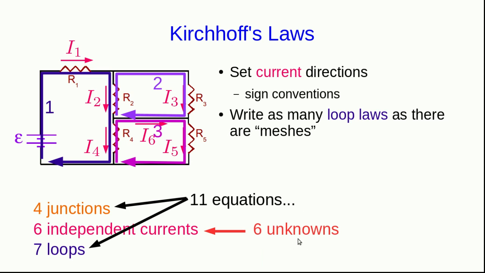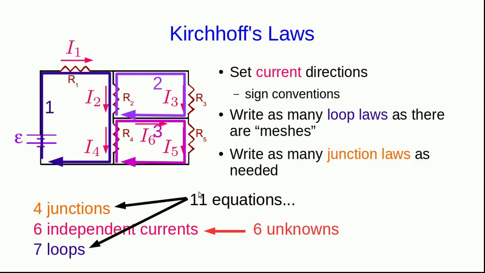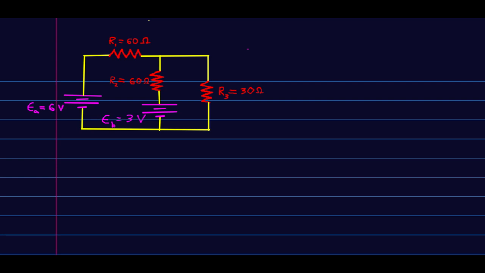So we can pick any group of 3 of these 7 loops to write the equations for. Now, since we need 6 equations, we'll have to write 3 more equations, which will be junction laws, and then we will be able to solve. So I'm going to work an example, and I'm going to do this circuit, which might look a little more complicated than the other example circuit I've been using. In fact, this one turns out to be a little easier to solve.